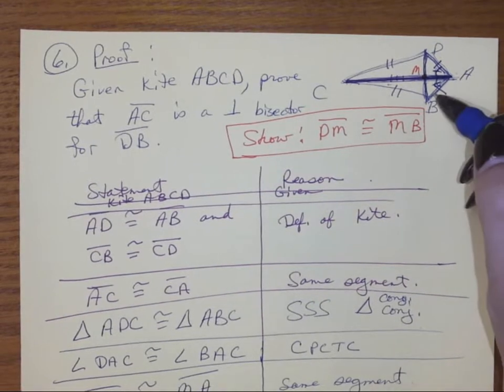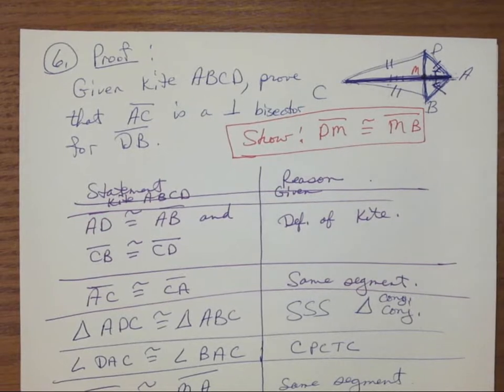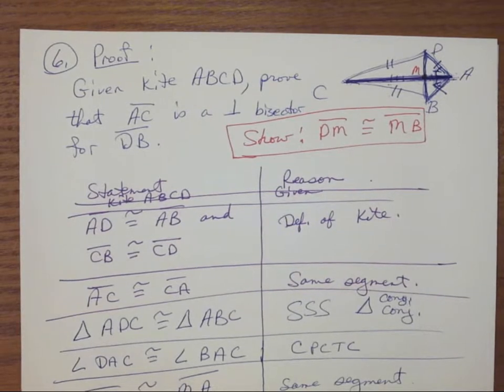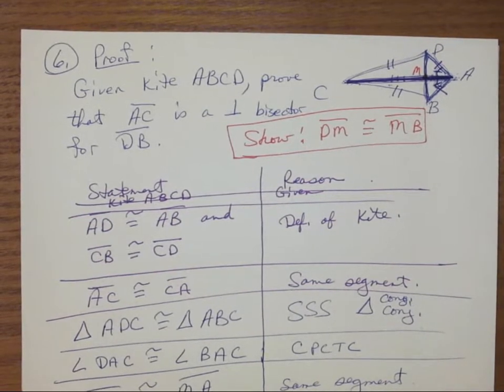And what that does for me is it gives me side, angle, side. I can talk about just that little bitty piece there. Okay, so I've got triangle ADM is congruent to triangle ABM, and that's because of side, angle, side.